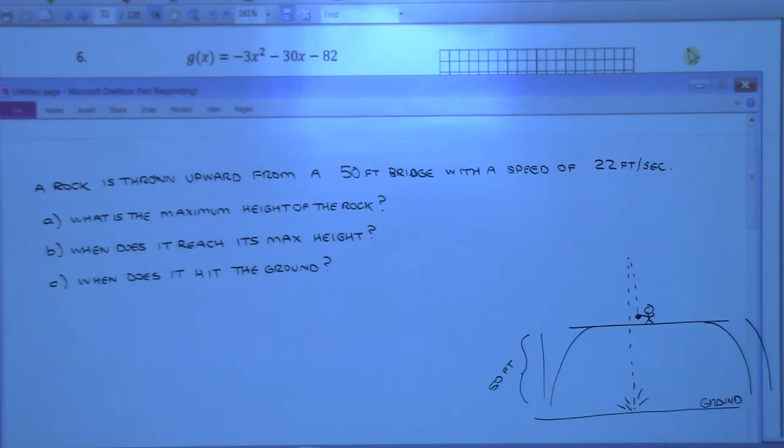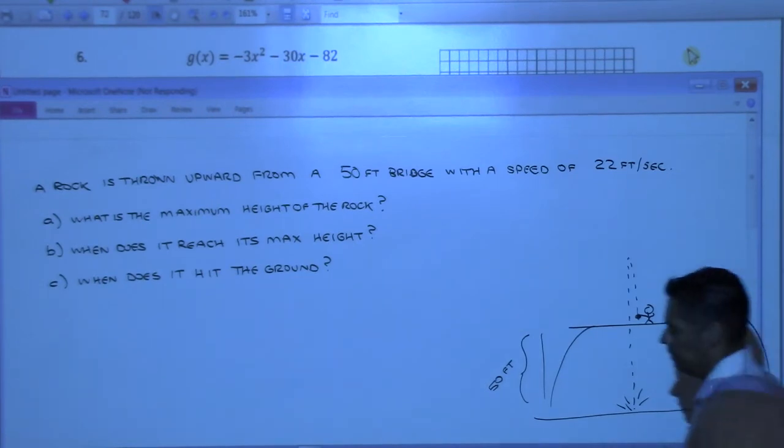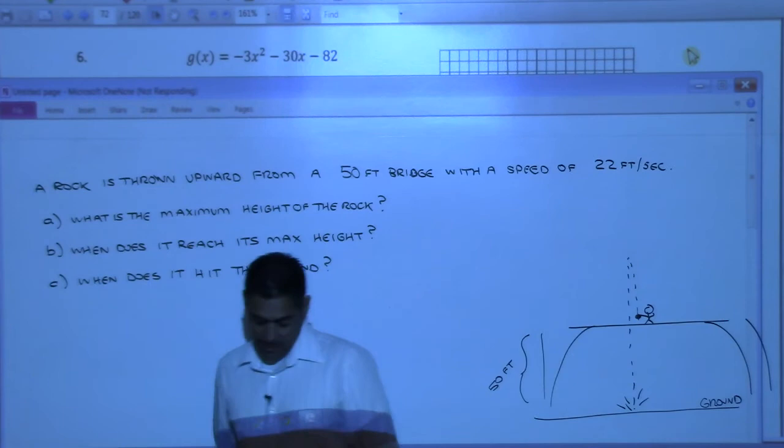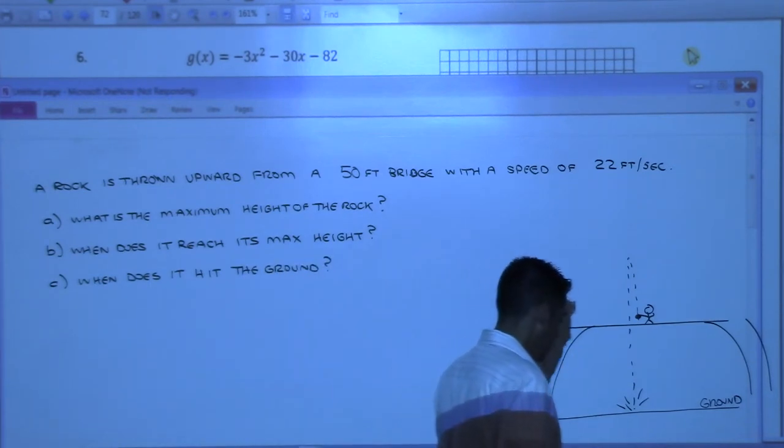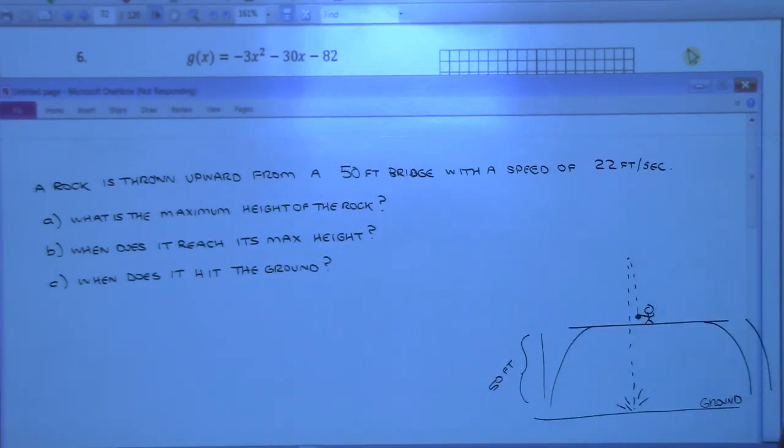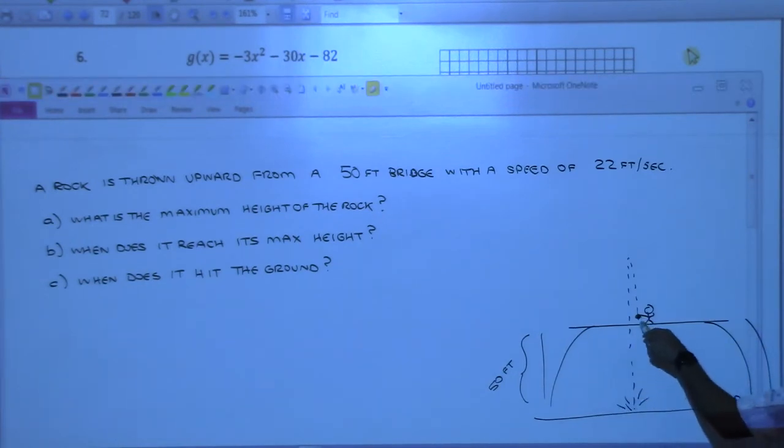Let's go. So this first problem is kind of a boring problem. Someone standing on a bridge throwing a rock. The next one, I promise, will at least be a little more interesting. So this person's going to throw a rock. This is a 50-foot bridge they're standing on. They're going to throw this rock up, and it's going to come back down under the influence of gravity, right?